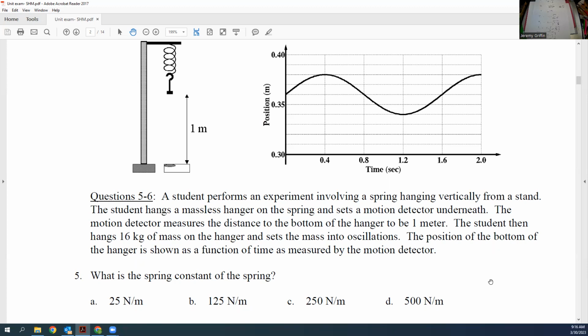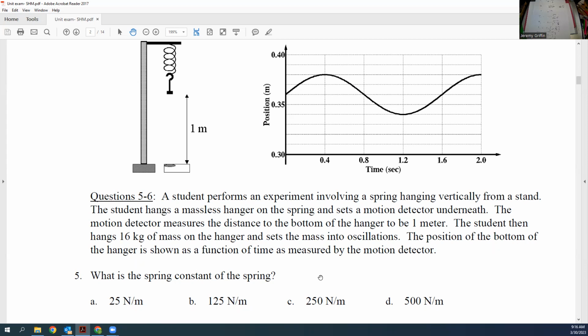All right. Show of hands. How many guys got A? Who got B? Who got C? And who got D? Okay, so I saw a few hands go up for option C, and that's what I got. I solved it two different ways and got the same answer for both of those.